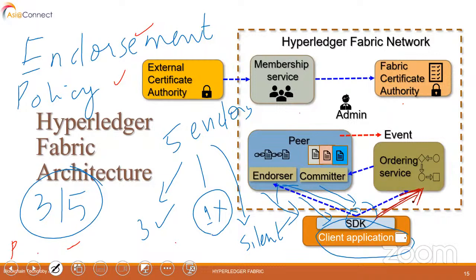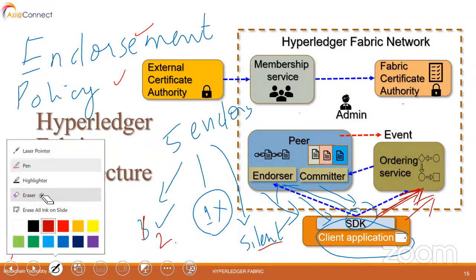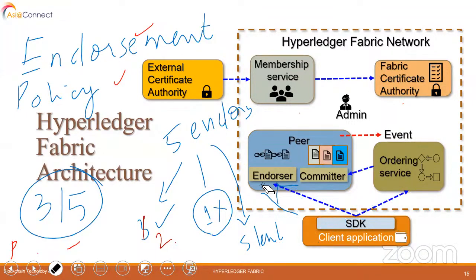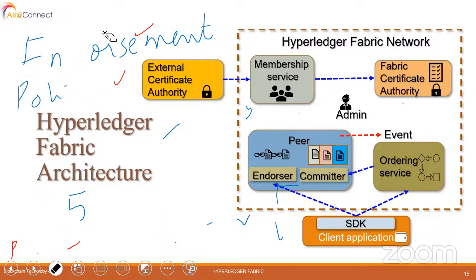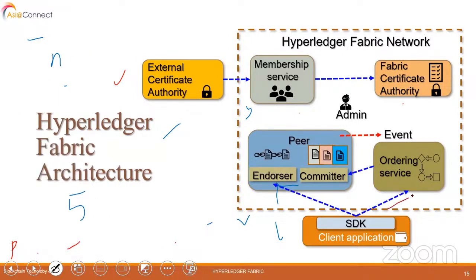Now, suppose only 2 have said yes, 1 has said no, and 1 is silent, then the client application will not be sending this to the ordering services. Mind you, the client application is responsible for checking whether the endorsement policy is met or not. The conditions of the endorsement policy are met or not. Accordingly, it will be forwarding the transaction to the ordering services for registering in a block.